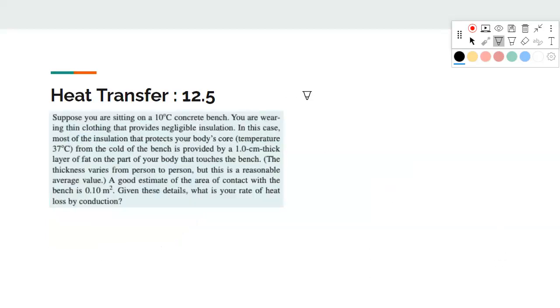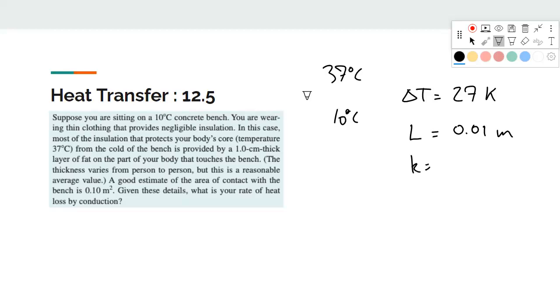Okay, so there's a lot of words involved in this problem, but it could have been said much more straightforwardly. If you're sitting on a 10 degrees Celsius bench and your body is at 37 degrees Celsius, then we can get our delta T. It's just 27 Kelvin. And you're protected from the bench by a 1 centimeter thick layer of fat. So your L is 0.01 meters. That's the separation between the hot and the cold being provided by this insulating material.